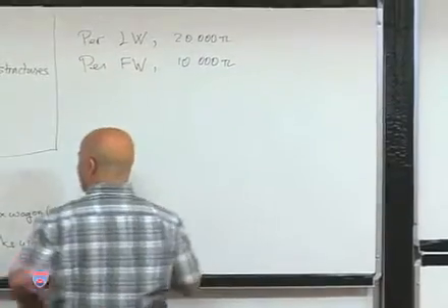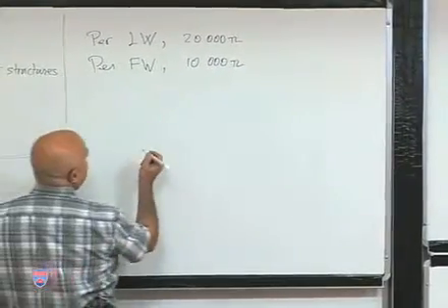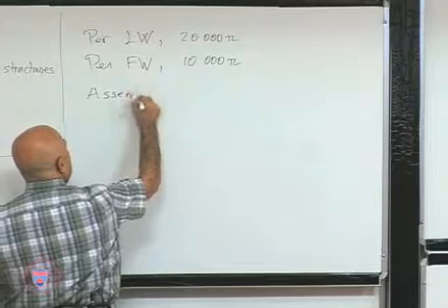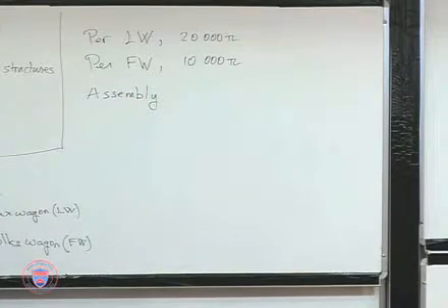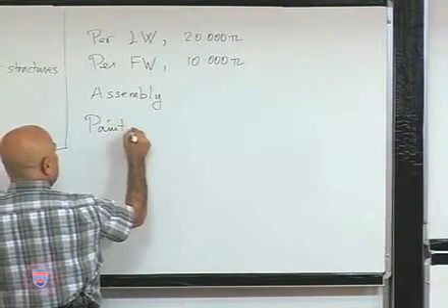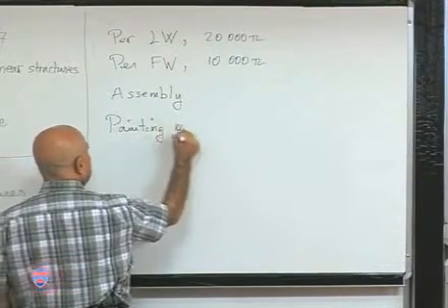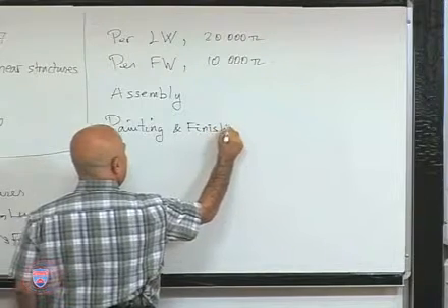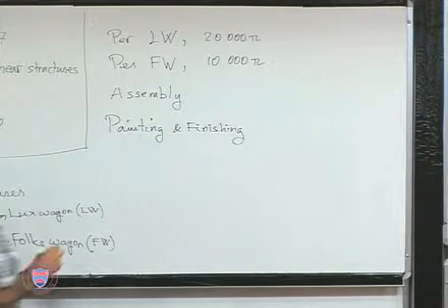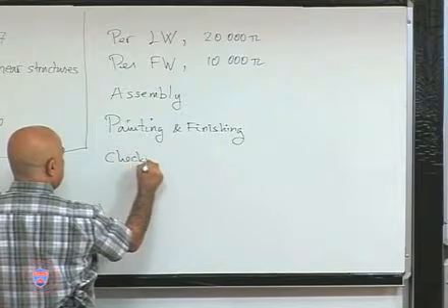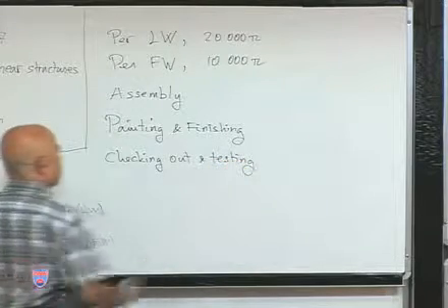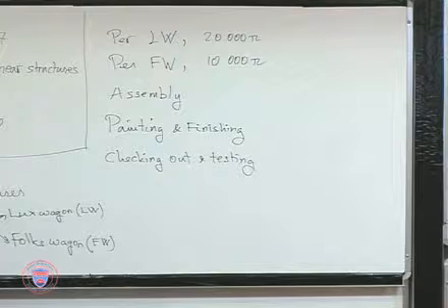So in this particular car manufacturer, let's assume that we've got 3 departments. Number 1, the assembly department for assembling the cars. Number 2, the painting and finishing department, where you paint the main body. And finally, the checking out and testing. Okay? So, 3 different major departments.